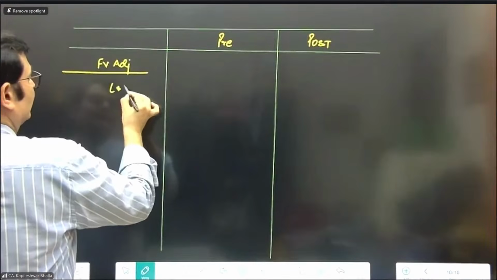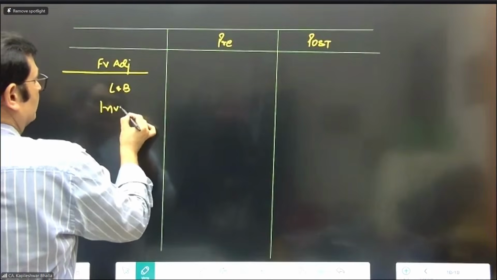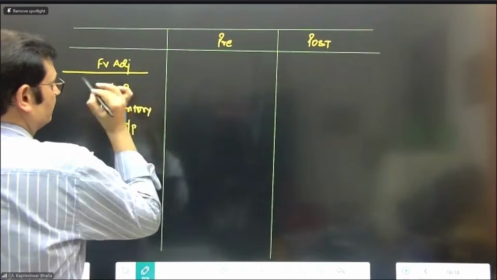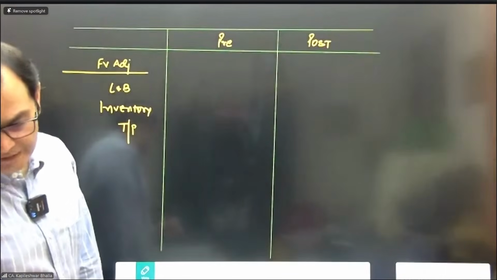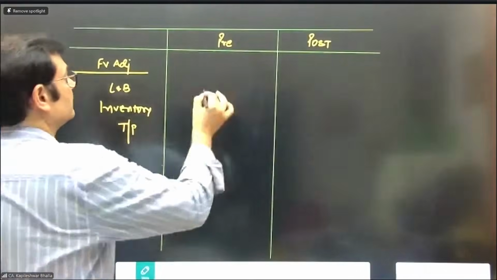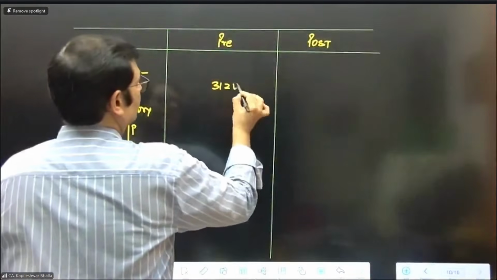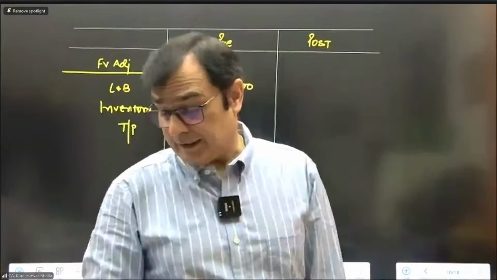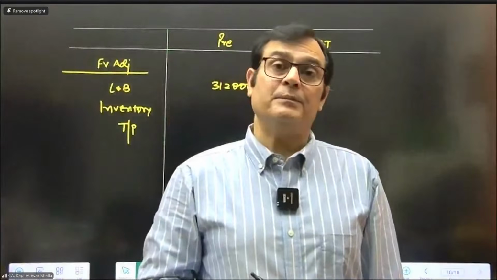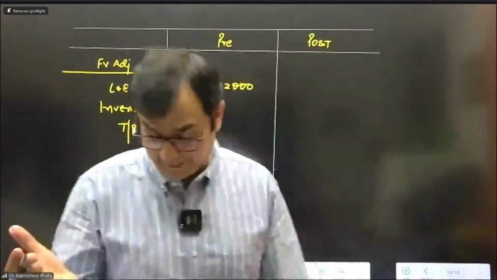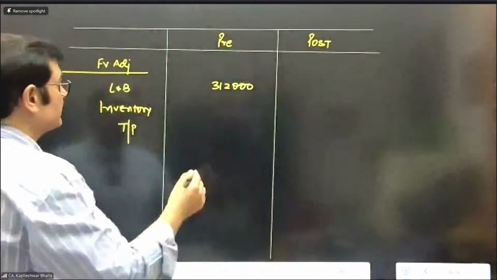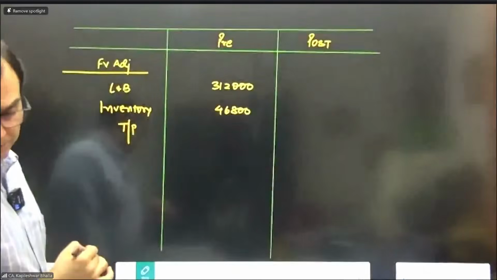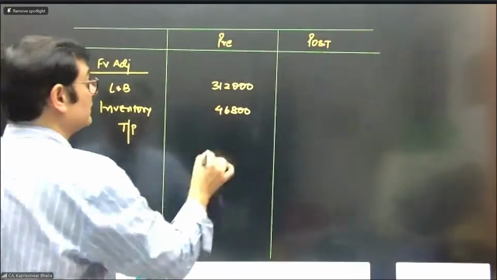which is given for the land and building. It is given for the inventory and it is given for the trade payables. So as far as land and building is concerned, it is 3,12,000. I would have also considered the additional depreciation, but I think in the absence of any depreciation rates, we cannot consider that. Inventories is 46,800 and trade payables is going to be an increase. That's a loss.